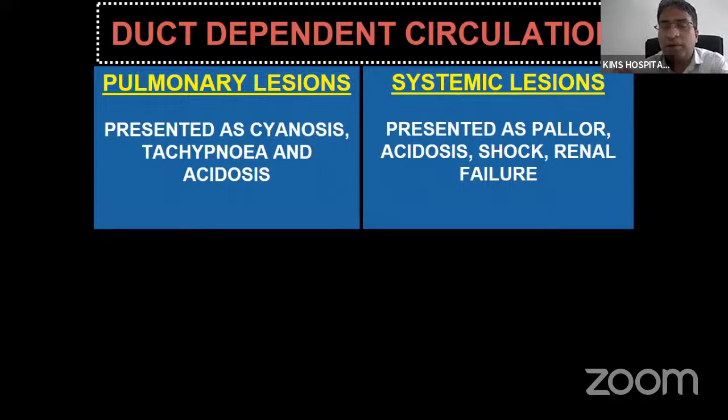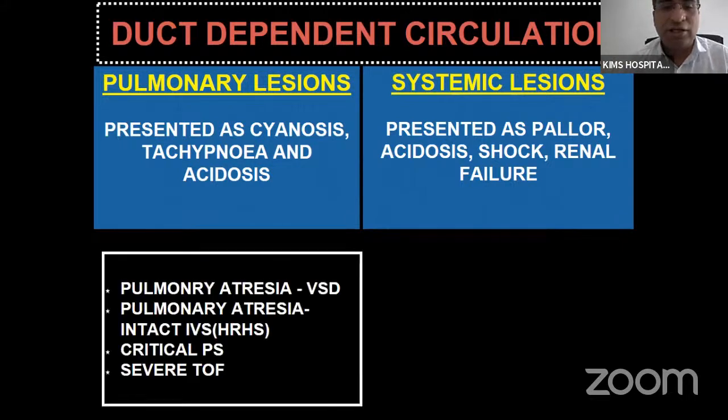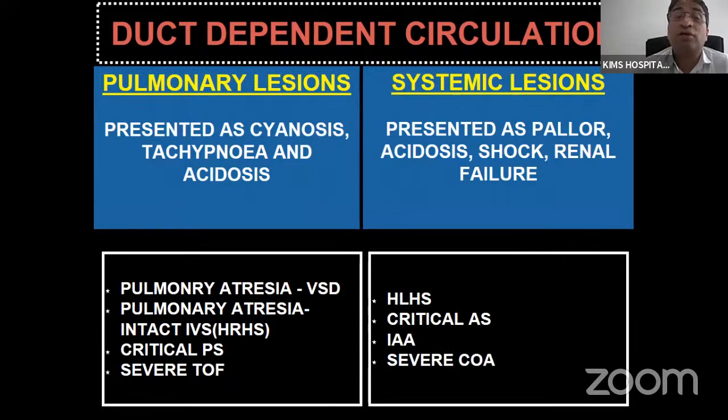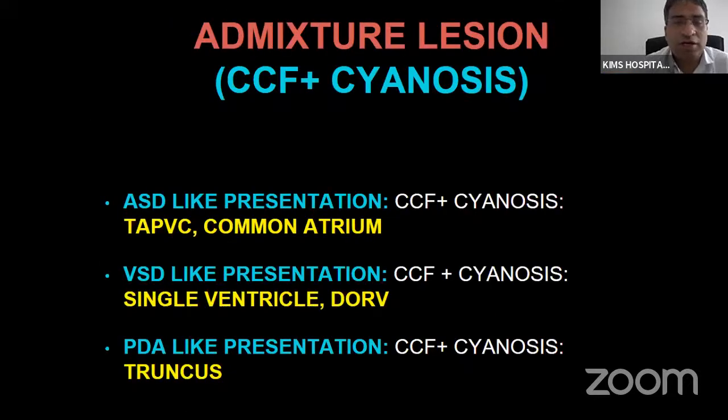If you see a duct-dependent lesion, that means the PDA is essential for survival. The pulmonary lesions present with cyanosis, tachypnea, acidosis without any retractions. Only tachypnea will be there because there is no lung congestion, lung flow is less. These are typical of pulmonary atresia, critical PS, severe TOF. In the systemic lesions, interrupted aorta, coarctation, there will be severe acidosis, the baby will be sick, with pallor, shock. These are known as duct-dependent circulation, one pulmonary and the second systemic. So you need prostaglandin.